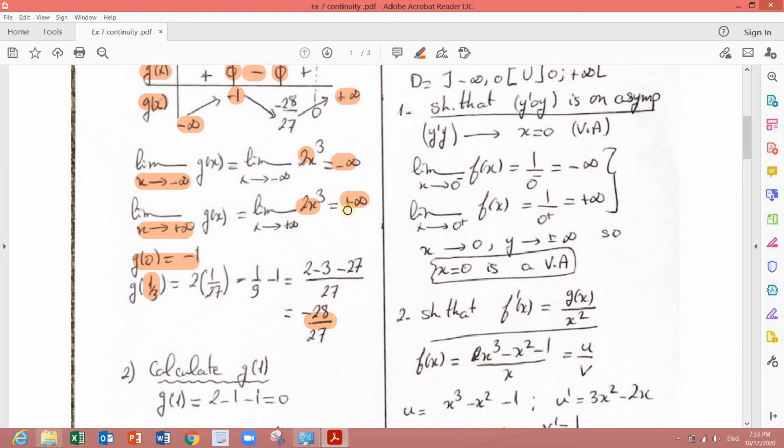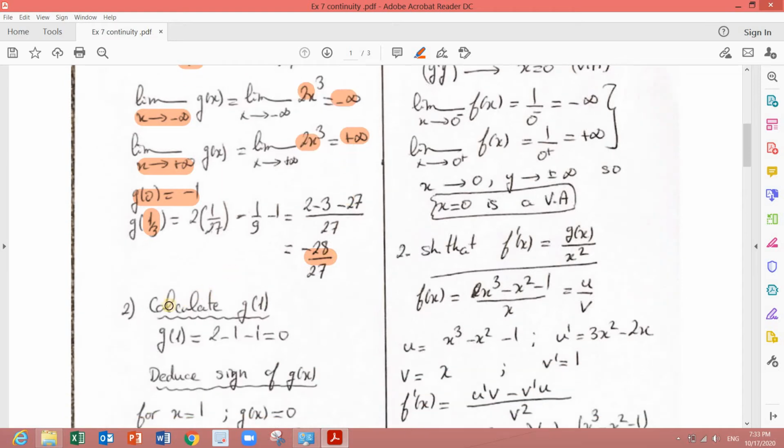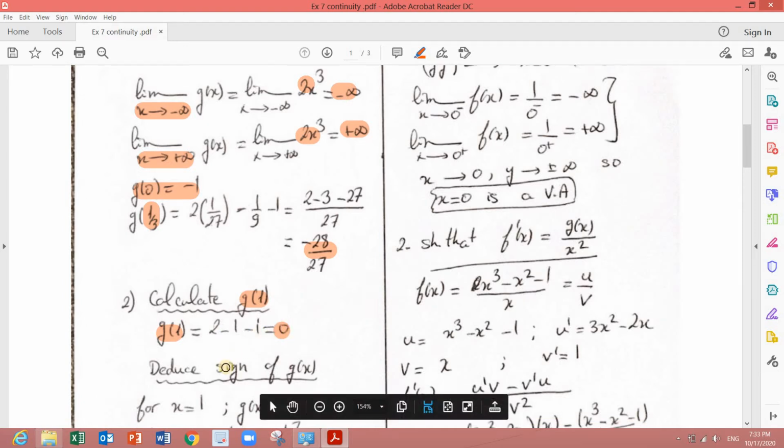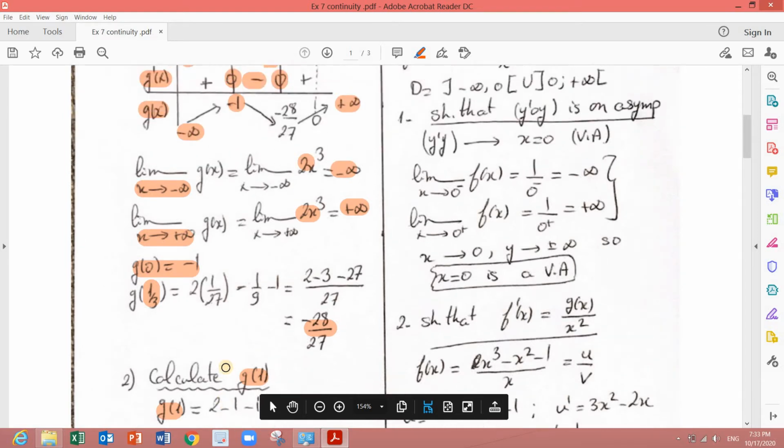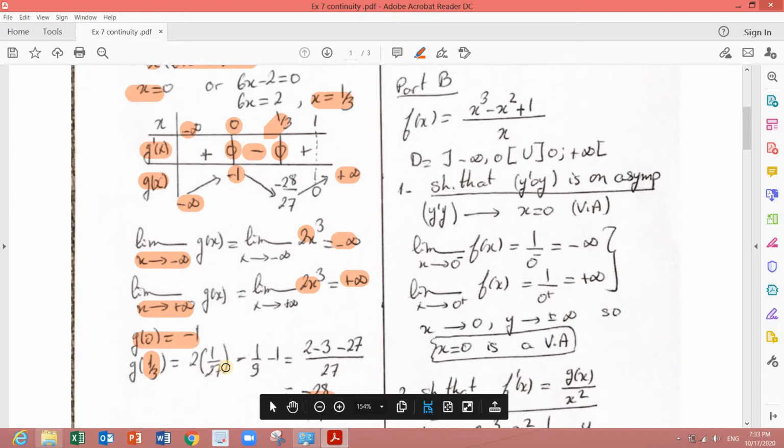This is a simple part. Part 2. Calculate g of 1. g of 1 is 1 minus 1 minus 1, which is... g of 1 is 0. Deduce the sign of g of x. To deduce the sign of g of x, we can use the table of variations. In this table of variation, we add the number 1. 1 comes after 1 over 3. I add 1 to this table. At x equal 1, g is 0.